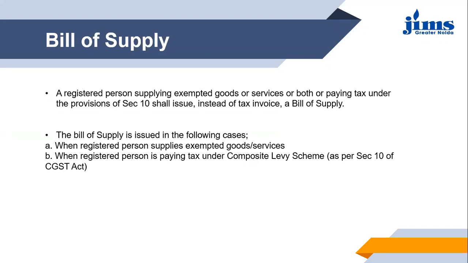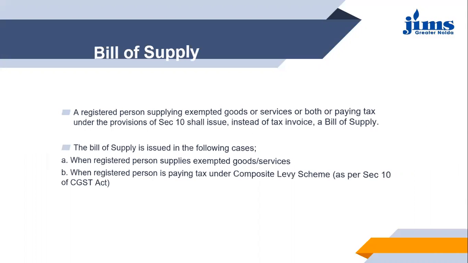these two are the situations where the tax invoice will not be generated at the time of supply of goods or services, but rather the bill of supply will be generated. So the two situations where the bill of supply will be generated are one where the registered person is supplying goods or services which are exempt, and another where the registered person is paying tax under the composition scheme, section 10. In both situations, since the recipient is not liable to pay the taxes, the tax invoice will not be generated for these supplies; rather the bill of supply will be generated.